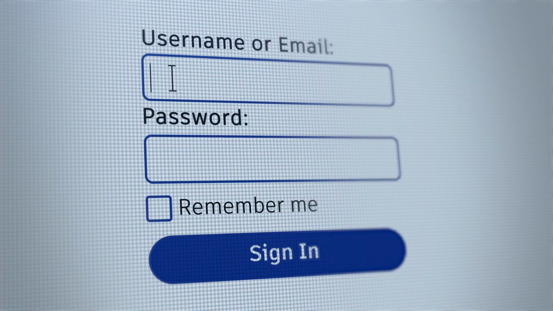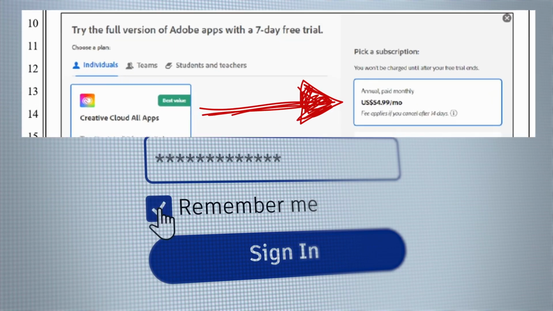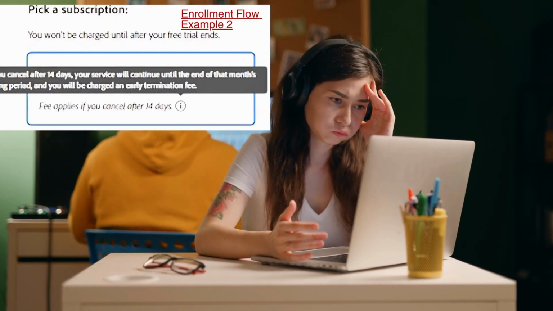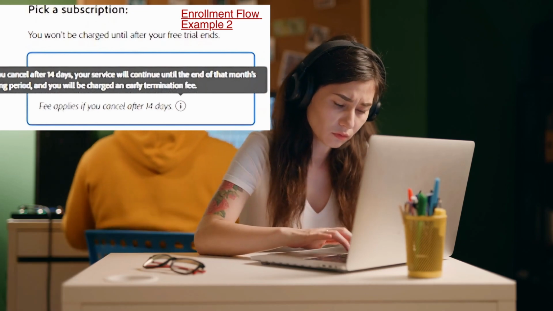Adobe's enrollment process often begins with a plan selection page that presents you with available subscriptions and their prices, but Adobe frequently pre-selects the annual paid monthly plan for you as a default. In some cases, if you want to learn about a particular plan, you must click on tooltip icons below each plan. In particular, the annual paid monthly plan box states, "Fee applies if you cancel after 14 days." But if you go through the enrollment process, you don't see the additional text contained in the tooltip.